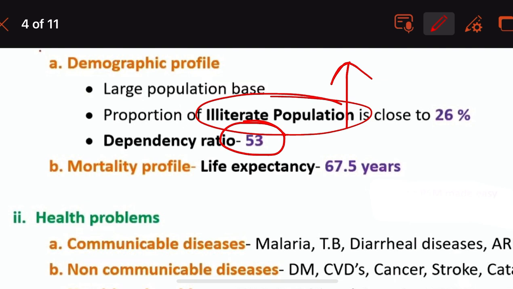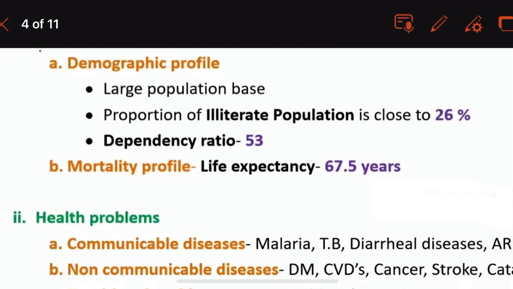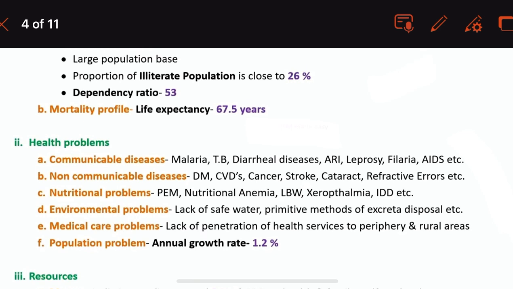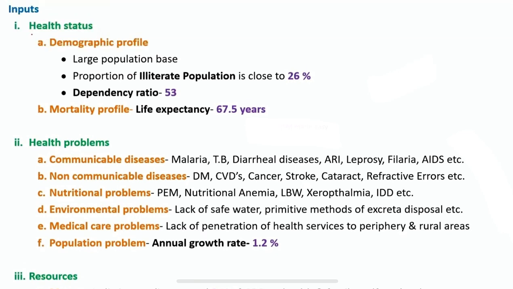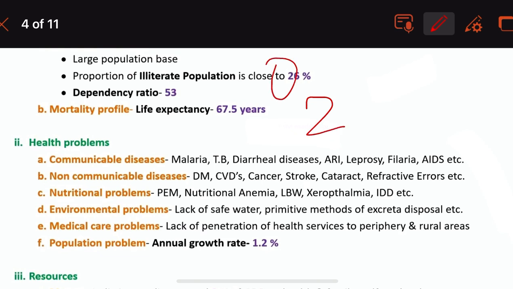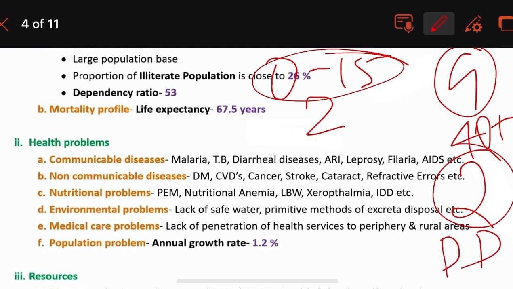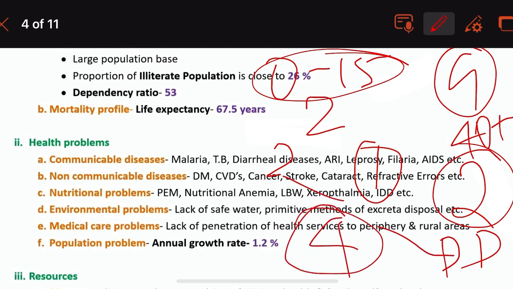They are economically not productive, so they are completely dependent on the few productive members of the community. The dependency ratio is 53, and that is a very big problem if the dependency ratio is too high. Imagine there are two kids aged 0 to 15 years, and the geriatric group above 60 years, two of them, the dada and the dadi, the grandparents. And only one father is earning. So four people are dependent on him.